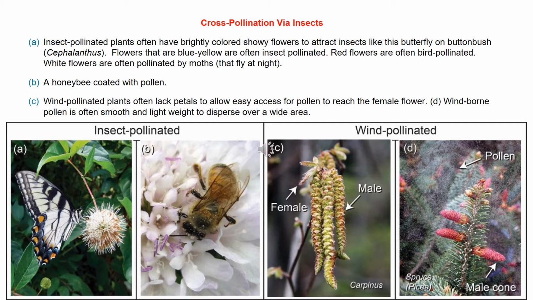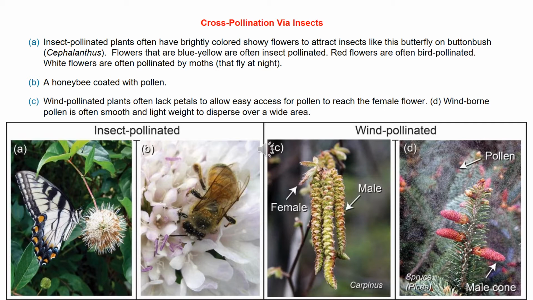Insect-pollinated plants usually have brightly colored flowers to attract the insects and maybe some kind of nectar to attract the insects too. Flowers that are blue, yellow are often insect-pollinated. Red flowers are often bird-pollinated, and often in plants pollinated by birds the flowers don't have much of a scent because birds can't really smell much. So it would be kind of a waste for that flower to produce a scent if it wasn't for attracting the bird. It just wouldn't make any sense.